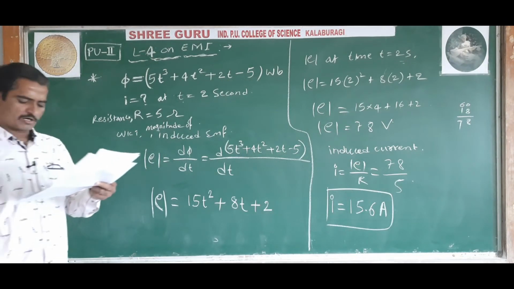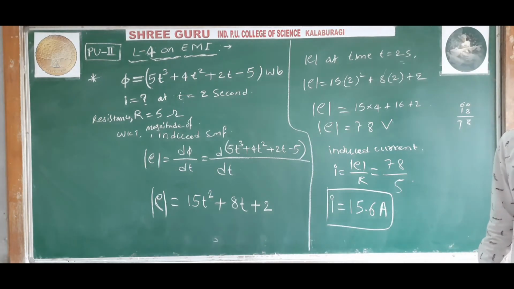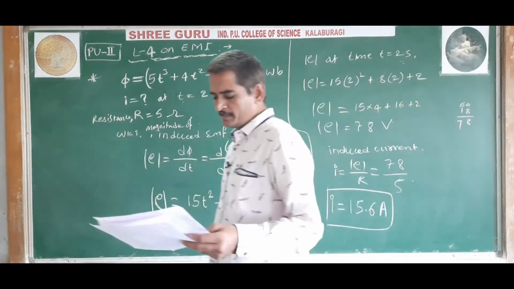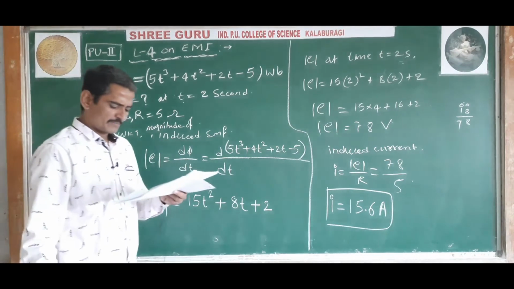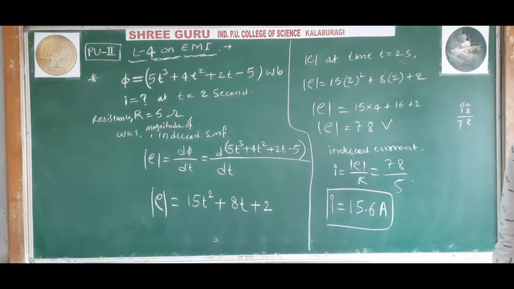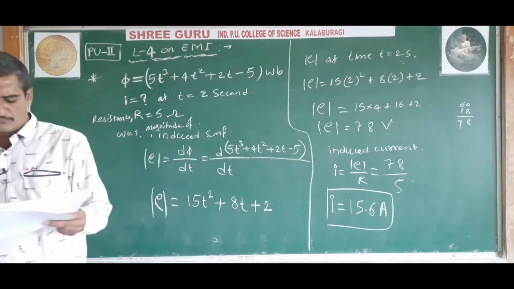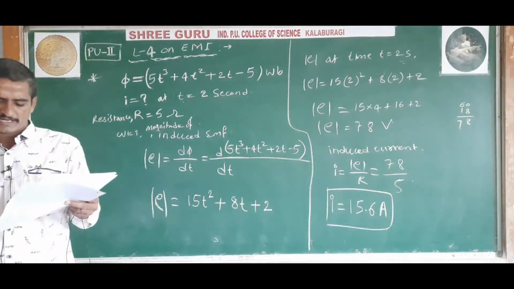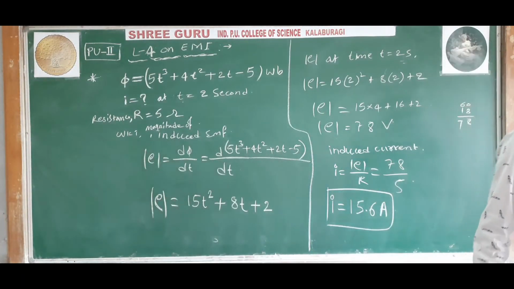A 1.0 meter long metallic rod is rotated with an angular frequency of 400 radian per second about an axis normal to the rod passing through its one end.